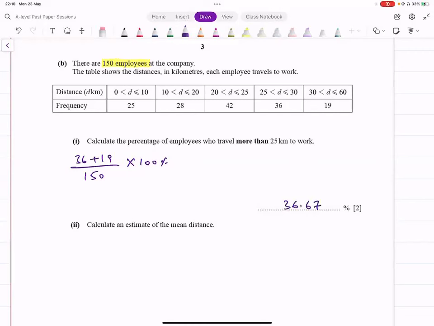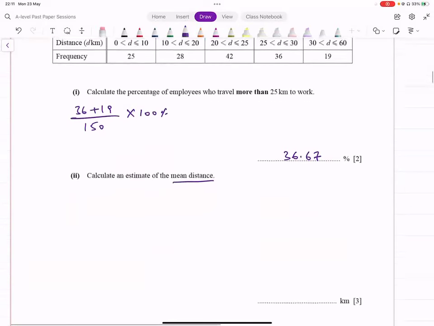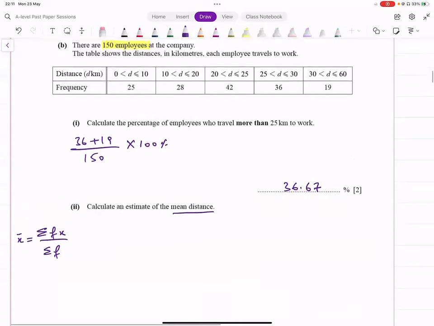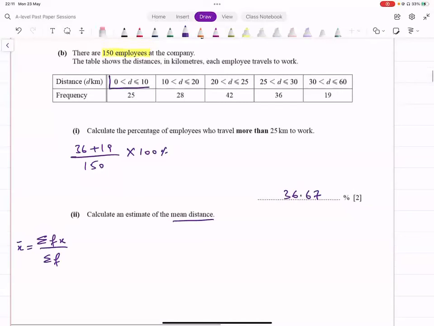All right. Now it says calculate an estimate of the mean distance. Mean find करना है. You've got group data. Group data के अंदर आप mean कैसे find करते हो? आपके पास एक formula होता है. What's that formula? Sigma fx divided by sigma f. Okay. लेकिन अब इसके लिए आपको क्या करना पड़ता है? आपको कुछ calculation करनी पड़ती है जब ये इस तरह से class intervals दिए होते हैं. Frequencies तो आपके पास है. So this is frequencies. F आपके पास है.